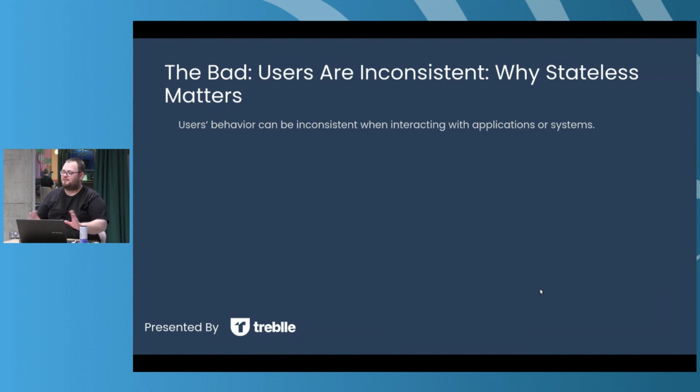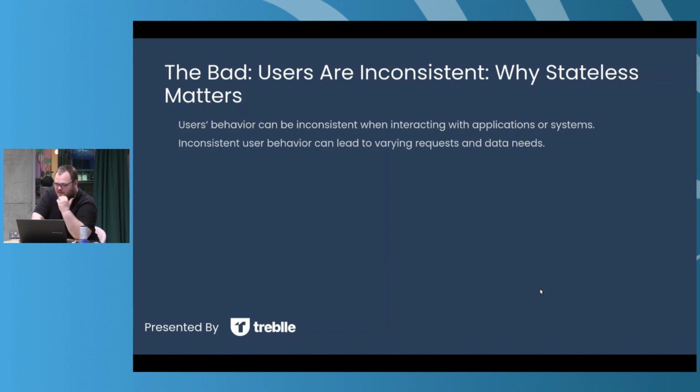Users' behavior can be inconsistent when interacting with applications or systems. So what does inconsistent mean? One day they might call the get route for a user first, and then do a get route on your blog articles. But the next day they might do it the other way around, or they might not call the users. So ensuring that it's stateless helps with that kind of behavior where things can change. It can lead to varying requests and data needs. So trying to guess what your user's doing next in an API is a bad idea.